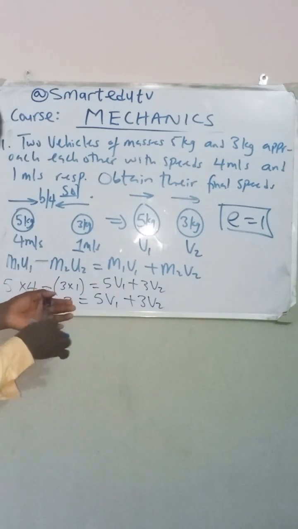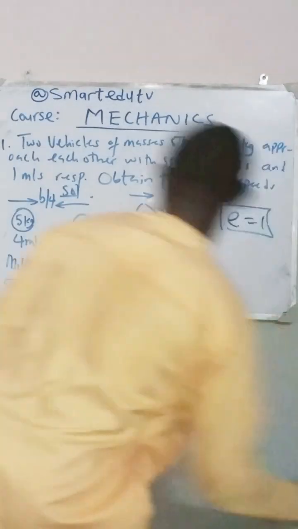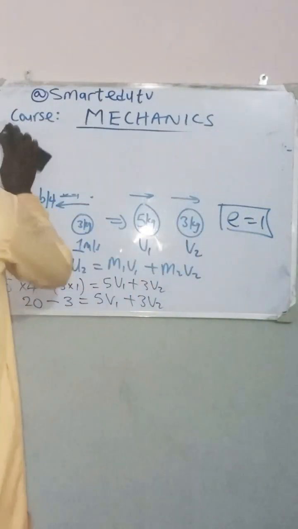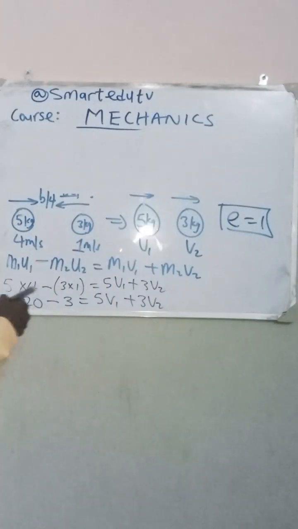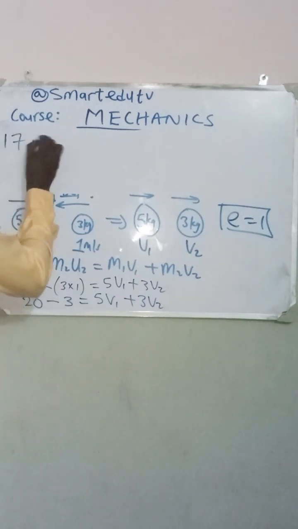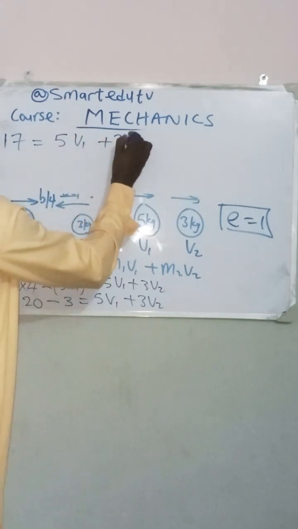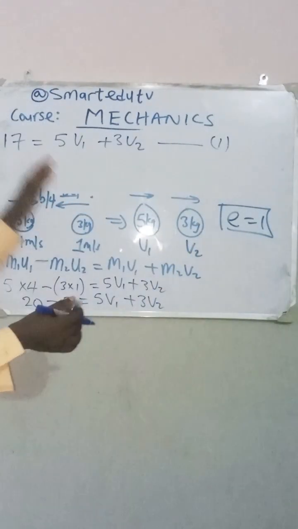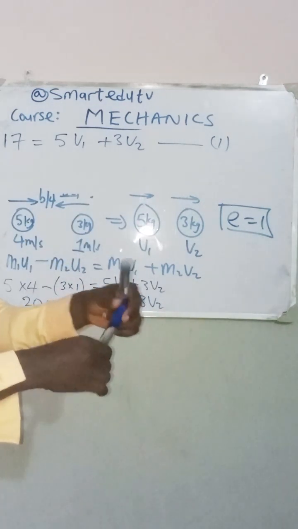So if I write this well, my first equation is going to give me something like this. 20 minus 3 gives us 17. 17 equals 5 V1 plus 3 V2. Let's call this equation 1. We've gotten the first equation from the first principle, which is the conservation of linear momentum.